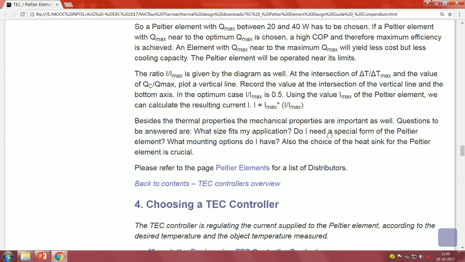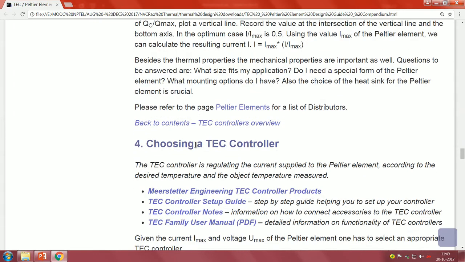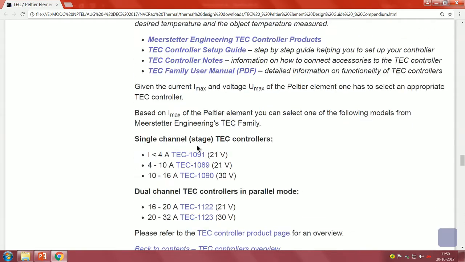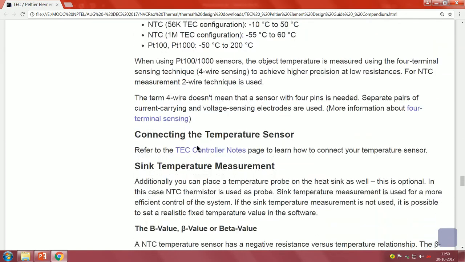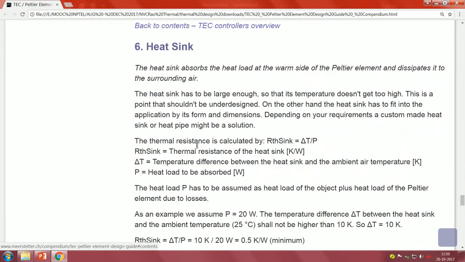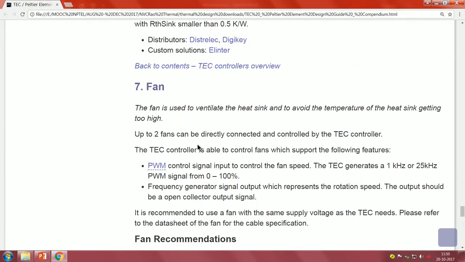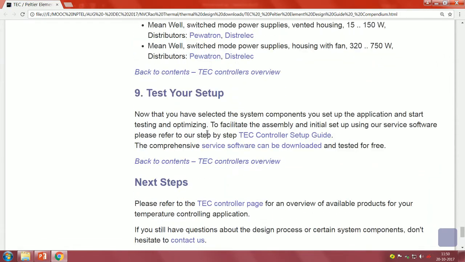Now, we come to what is the size for my application? Do I need a special form of the peltier? What mounting options do I have? The choice of the heat sink for the peltier. So, we have this issue saying, what are all the peltiers that are available? And as I told you, very roughly, we have 40 mm by 40 mm and so on. So, as you go down here, the various controllers are all listed here. So, I suggest you go through this in a little more detail and make sure you check what the fans are, what the power supply requirements are, and then the test setup.